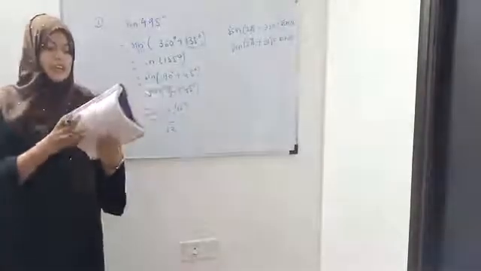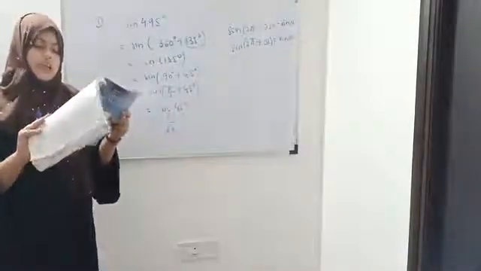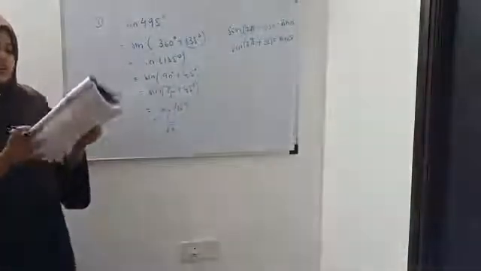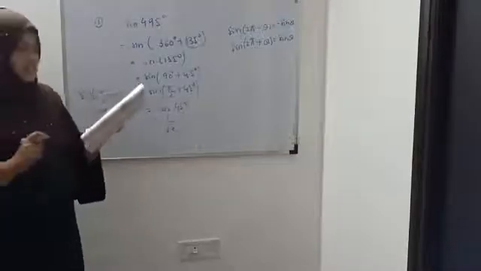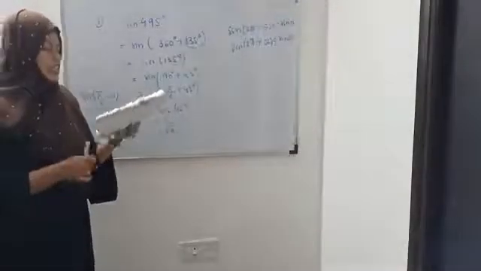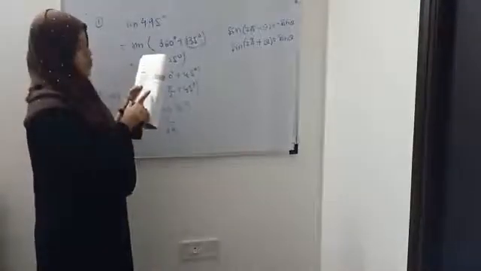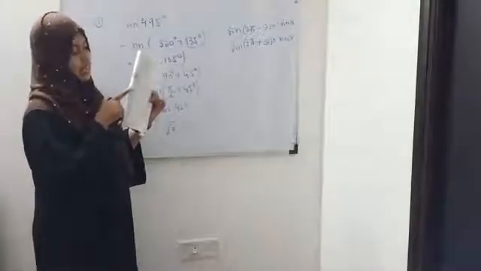Okay, the next is cos 930 and tan 840. This is for your homework because this is a solved problem, so we are not going to solve it in this class. We will see question number 2. From question number 1, the second and the third sub-questions are for your homework.